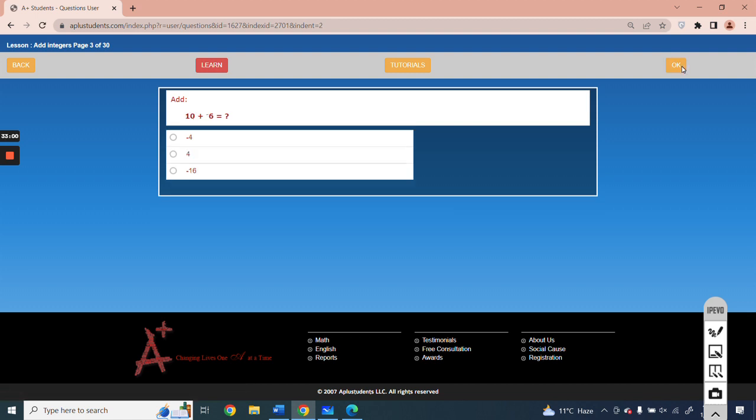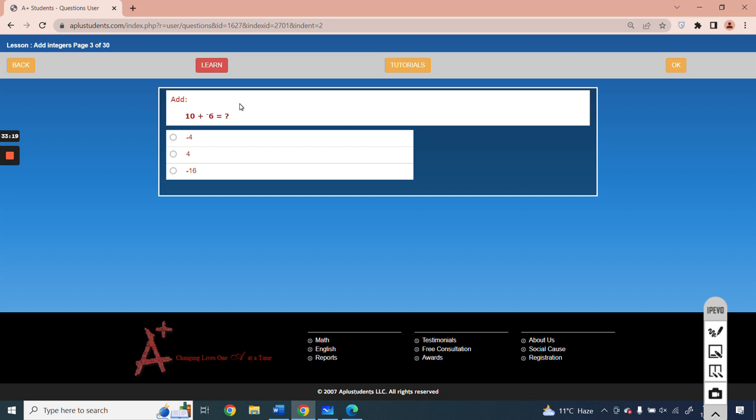Okay, the next one is 10 plus -6. So you are adding a positive and a negative number. You have to subtract. Got it? And you have to put the sign of the greater number. So 10 take away 6 is 4. The greater number is 10. 10 is positive, so the answer must be positive 4.